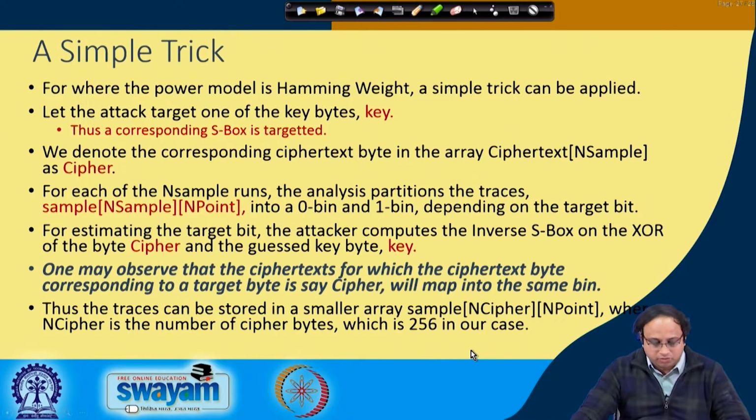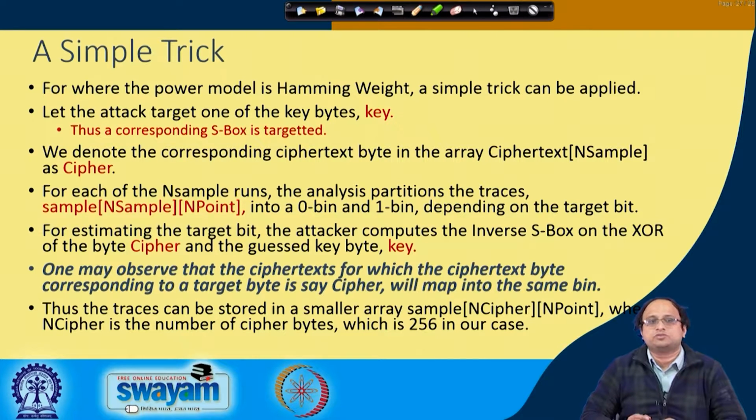Now there is a simple trick that you can observe, which works particularly when your power model is the Hamming weight power model. When the power model is Hamming weight, a simple trick can be developed. So let the attack target one of the key bytes. Let me call that key, for example.